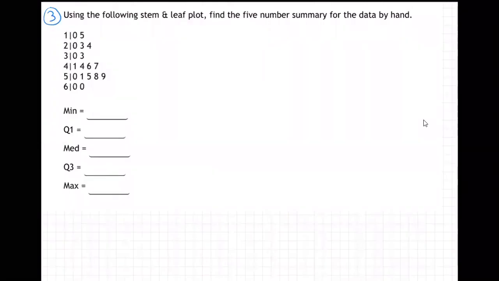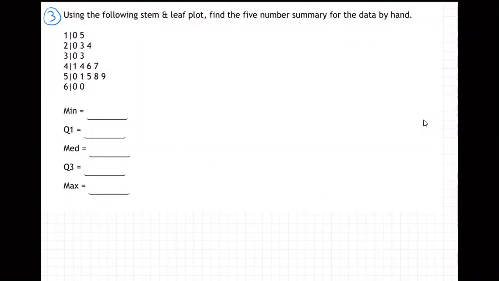Okay, so they're giving us on this problem a stem and leaf plot, and they want us to find what's called the 5-number summary by hand. I'm going to write these out longhand. You don't have to. I think it might be helpful to you.